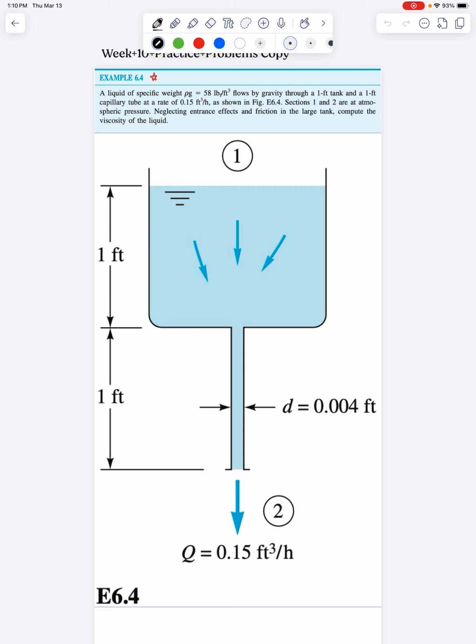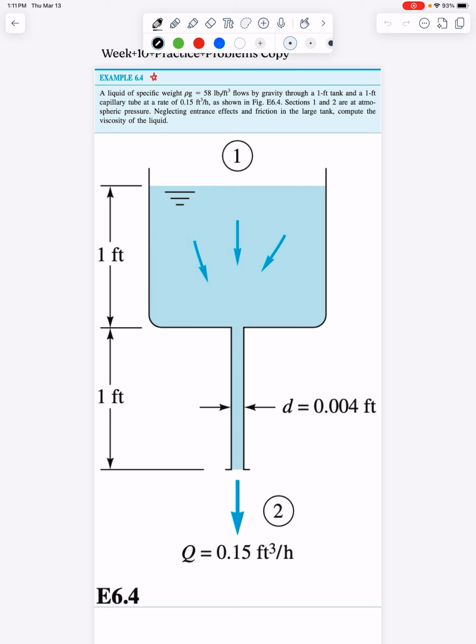Let's get started. So the first problem, we're given a liquid's specific weight, and it flows via gravity through this pipe setup. The top half is a 1 foot height of tank, and the second half is a 1 foot height for the tubes. We're given a volumetric flow rate, 1.15 cubic foot per hour, and both conditions 1 and 2 are exposed to atmosphere. We're going to neglect entrance effects of friction as fluid from the top tank is sent to the pipe and out. And we're interested in finding the viscosity of the liquid.